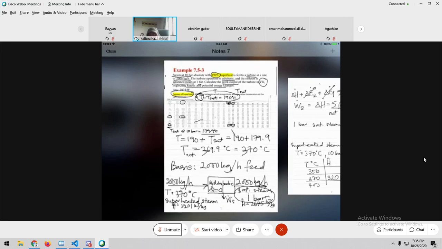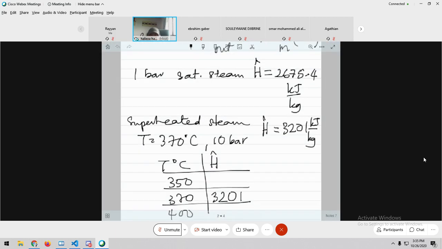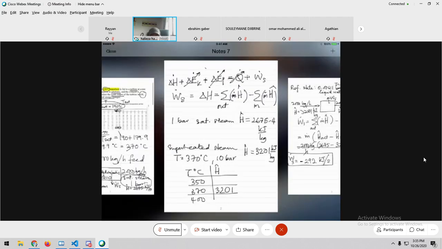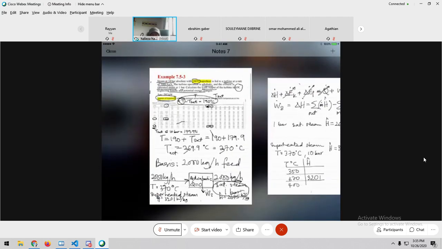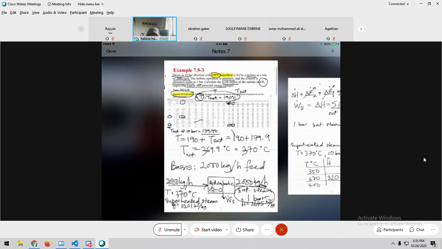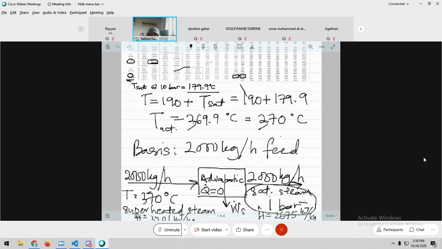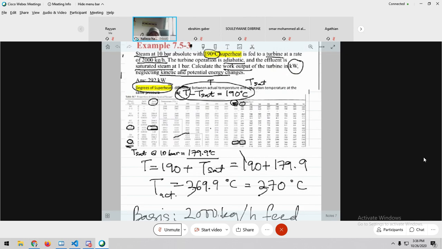The problem with this example is that you need to interpolate, which we did. You guys did interpolate for the enthalpy. And another thing that is different from the previous example is the statement of superheat. We need to know what superheat is all about. That's the degree of superheat. You need to get the actual temperature of your superheated steam. Anything that you need to ask?